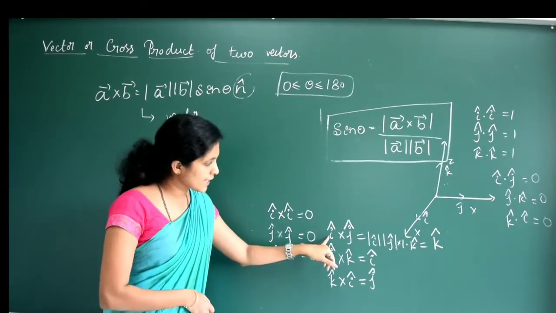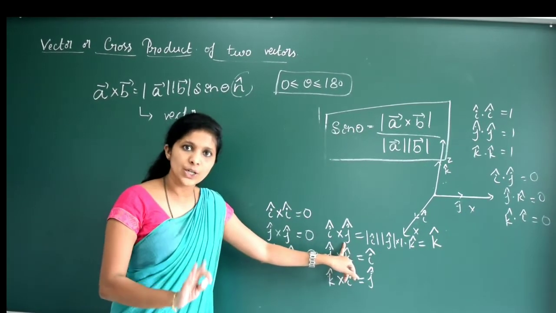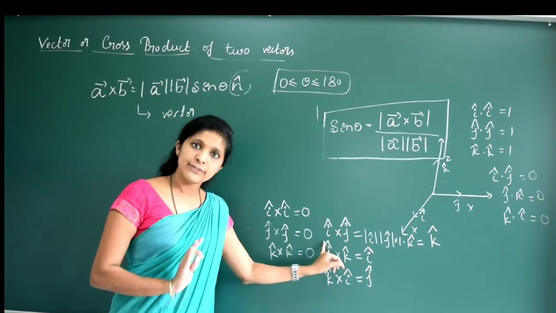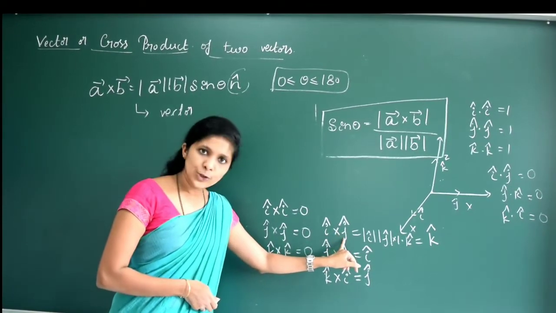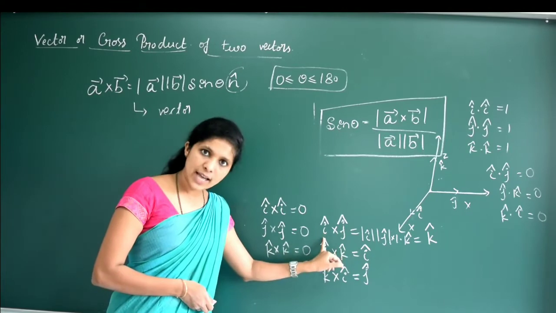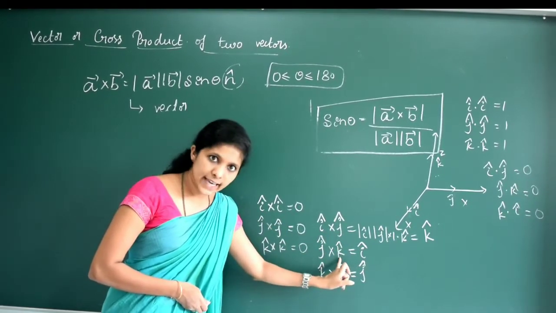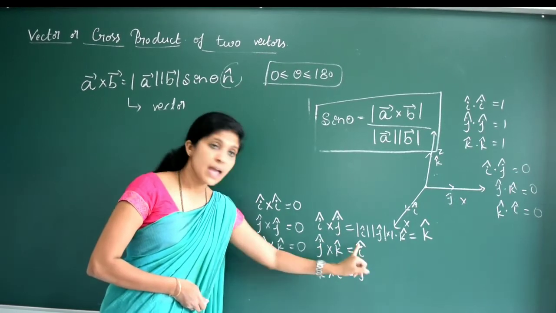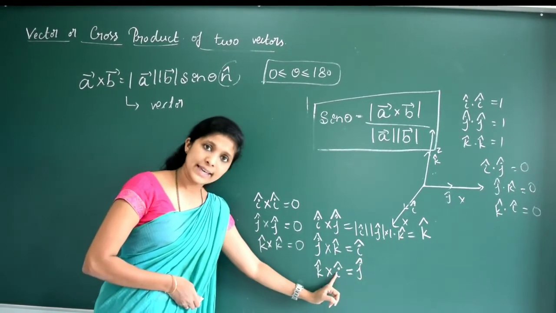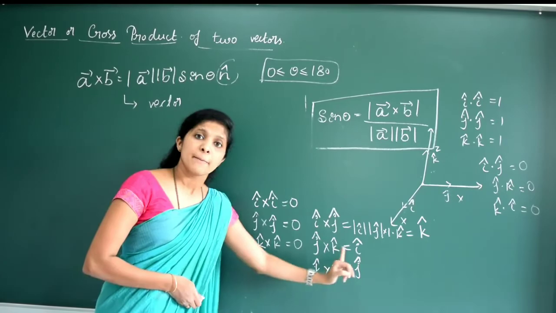So I told you i cap cross j cap is not equal to j cap cross i cap. It will be equal to the negative, right? So if you want to find j cap cross i cap, it will be equal to minus k cap. Is it clear? And k cap cross j cap will be minus i cap. And i cap cross k cap will be minus j cap.